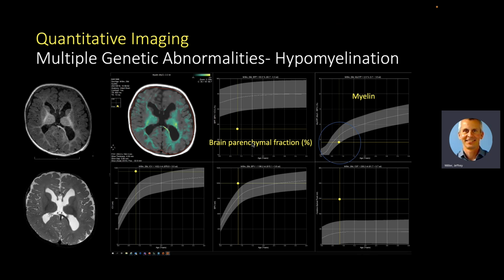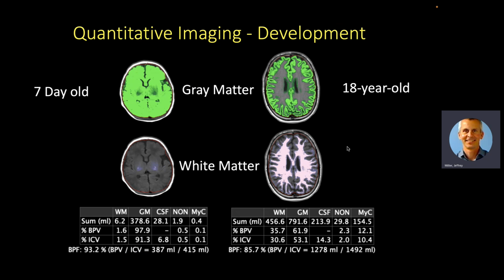And here's another one for an 8-year-old with a lower than expected brain parenchymal fraction and myelination also at the lower limits of normal. And here is that same type of quantification information presented in a tabular form.